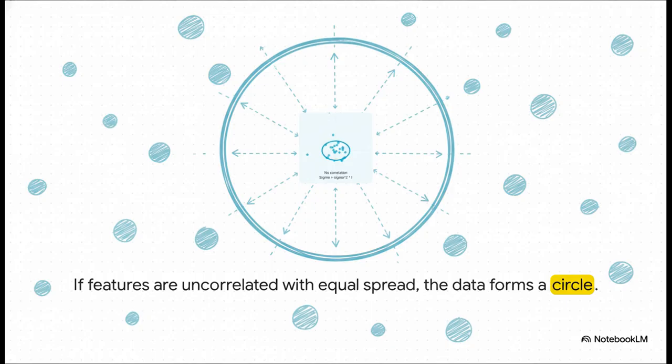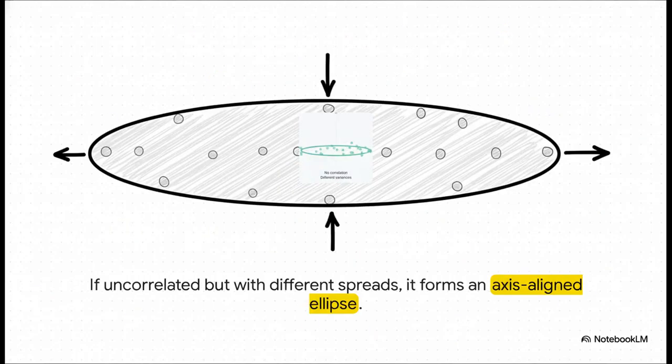First, imagine your variables have no relationship at all. They're uncorrelated. And let's say they're all spread out by the same amount. In that perfect world, your data cloud would form a perfect circle. Okay, but what if they're still uncorrelated, but one feature is way more spread out than the other? Say, one goes from 1 to 10, and the other goes from 1 to 1,000. Well, our nice little circle gets stretched out along the axis of that wider feature, and it becomes an ellipse, one that's perfectly aligned with the grid.